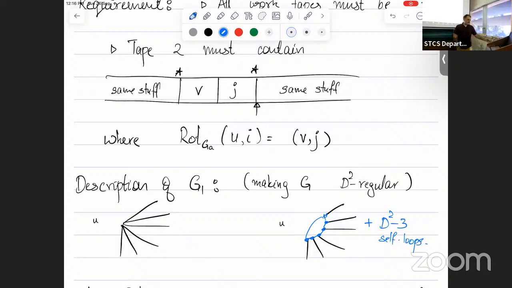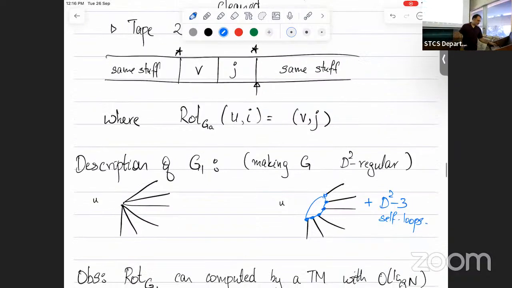Okay, now notice that the original degree of u is sort of irrelevant. Whatever the old degree of u could have been, this graph is still d squared regular. Every vertex now has d squared edges going out. There are d squared minus 3 self loops, one going to its left, one going to its right, and one going to a different cloud. And it's not affecting reachability. The overall picture of the graph stays the same.